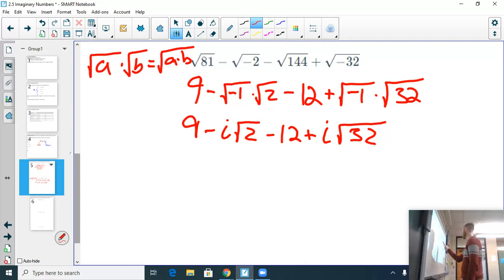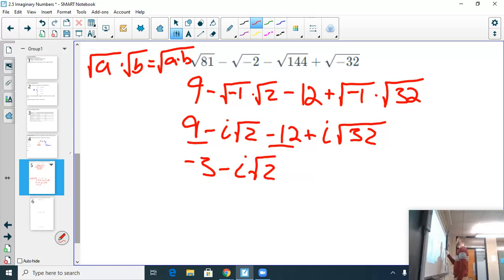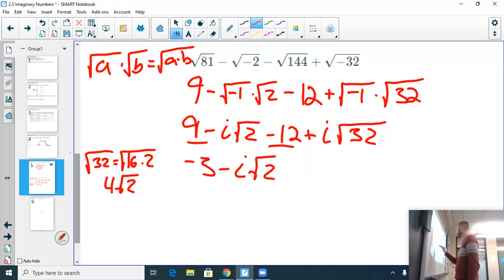We can go a little further with this, right? 9 minus 12 is going to be -3. We do those two. Minus i square root of 2. Let's look at this for a second. The square root of 32, we can simplify that, can't we? Isn't the square root of 32 the same thing as the square root of 16 times 2, right? That 16 can come out as a 4, 4 square root of 2. So what we really have is plus 4i square root of 2, right? That 4 came out. Oh, now we have like terms.